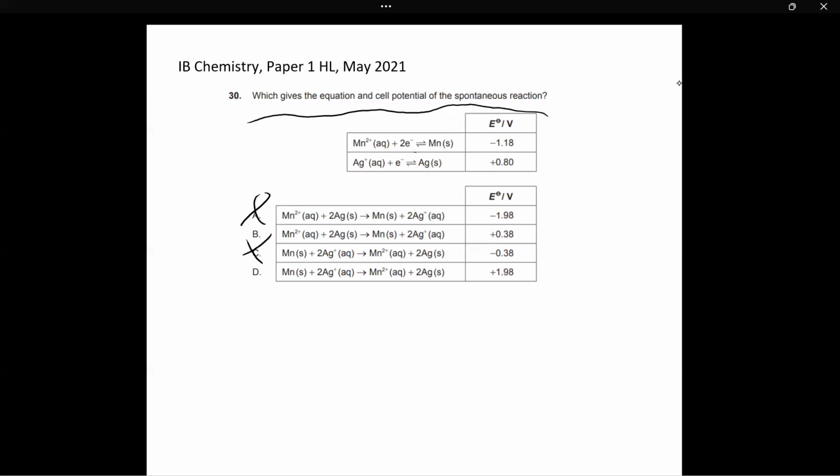And why is that? That is because, as you can see, the electrode potential or the E0 value for A and C is negative 1.98 and negative 0.38. And this goes actually against what is told to us in the question. In the question, it tells us that it is a spontaneous reaction, and a reaction which has a negative E0 value cannot be spontaneous. And why is that?